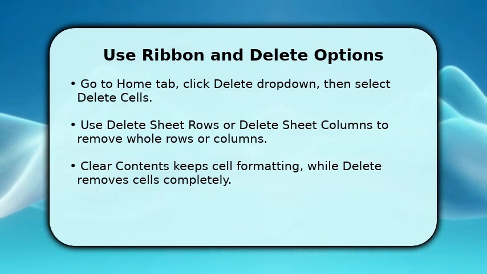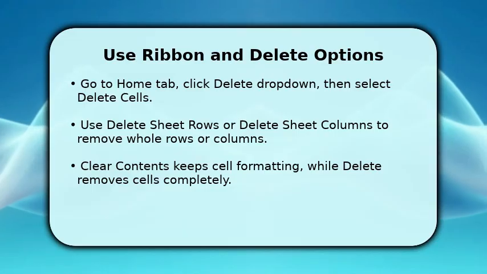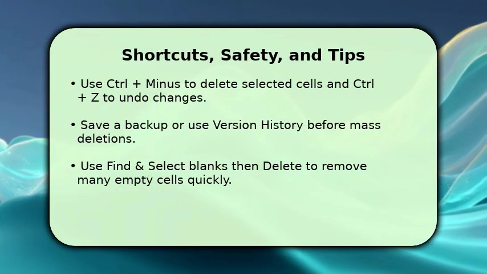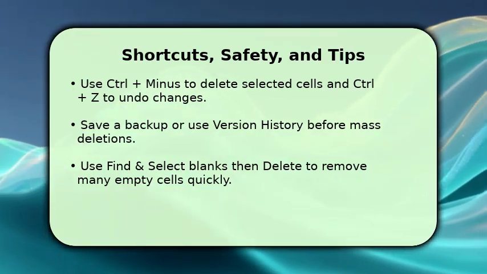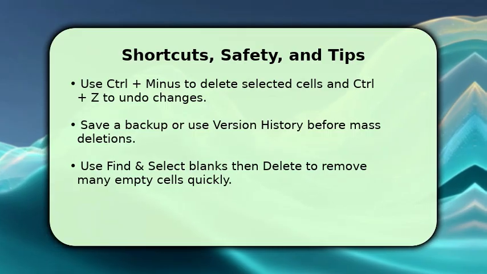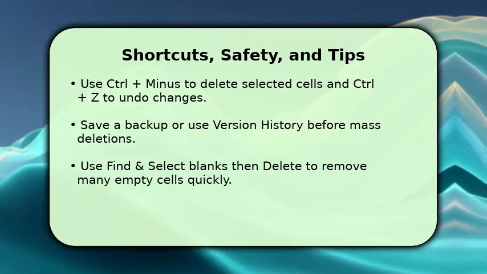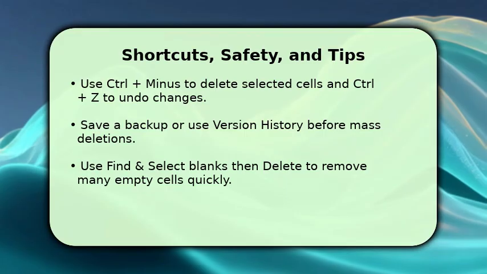Use keyboard shortcuts to speed repetitive deletions and reduce errors. Press Ctrl+- to delete selected cells and press Ctrl+Z to undo any accidental removal. Save a backup file or use version history before performing mass deletions for safety.